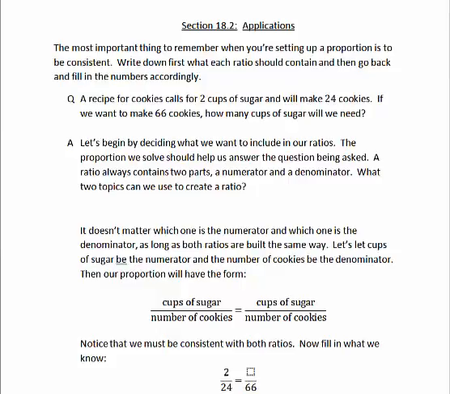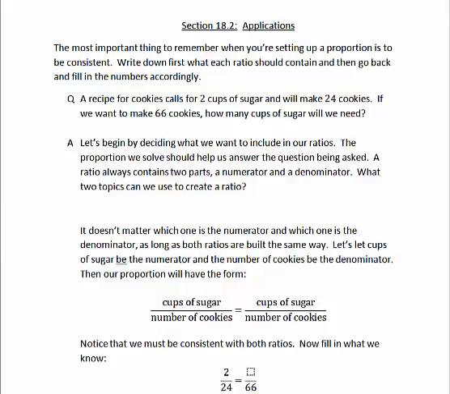So for the next page, we're going to work some word problems that involve equations in the form of proportions. Our first problem reads, a recipe for cookies calls for 2 cups of sugar and will make 24 cookies. If we want to make 66 cookies, how many cups of sugar will we need, assuming that we keep the same proportion of sugar to cookies?